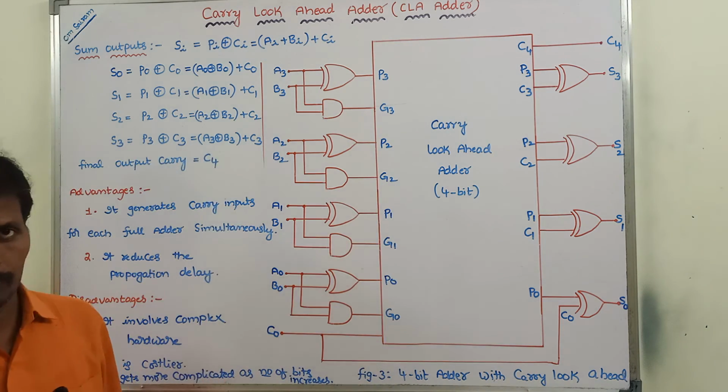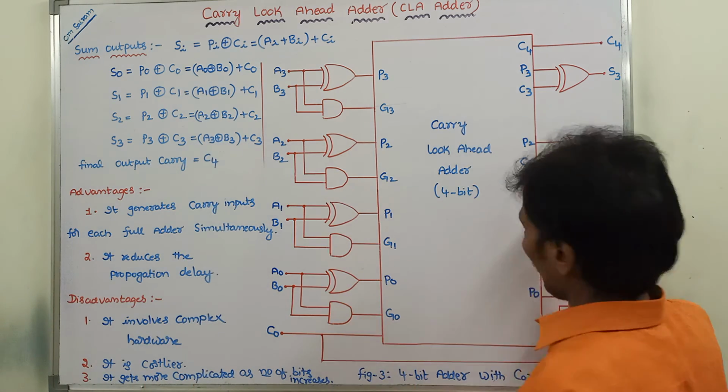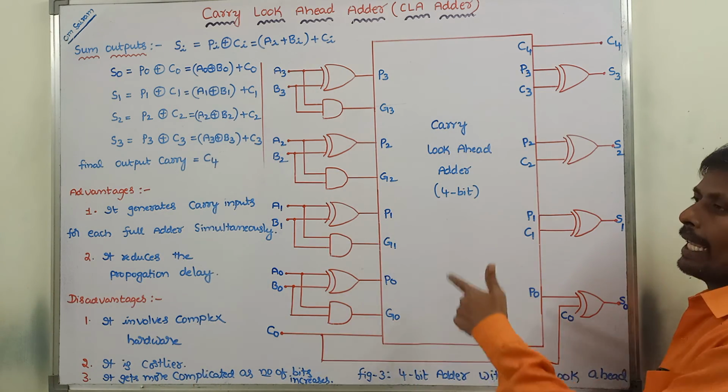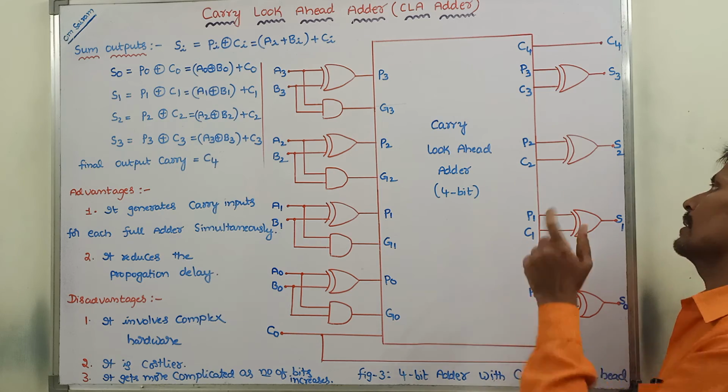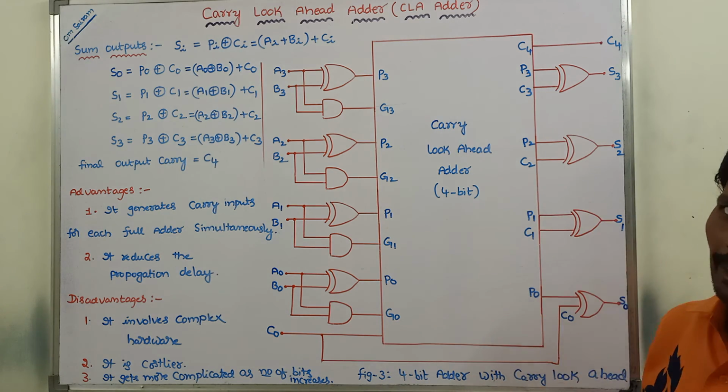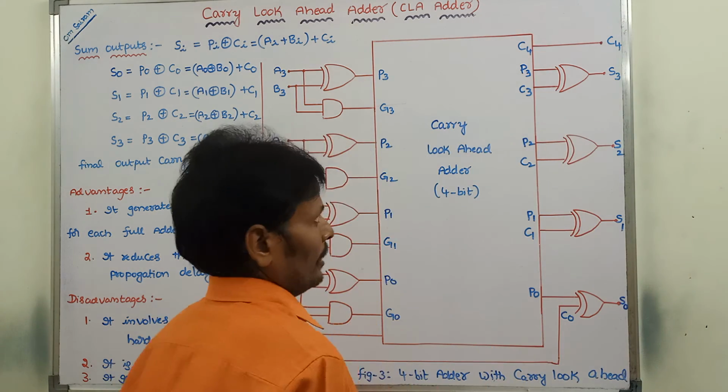Here, how to calculate C2? That is already calculated previously. That value is substituted here. Next one. Next output is S3.